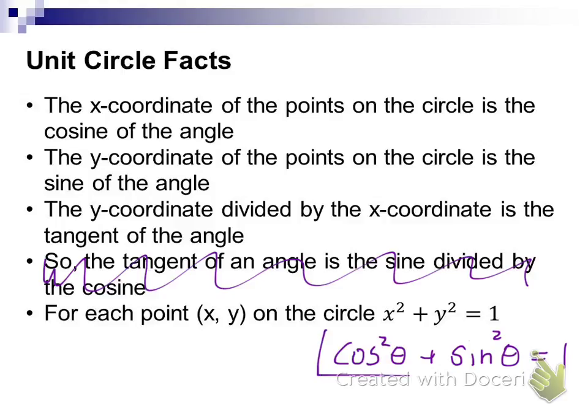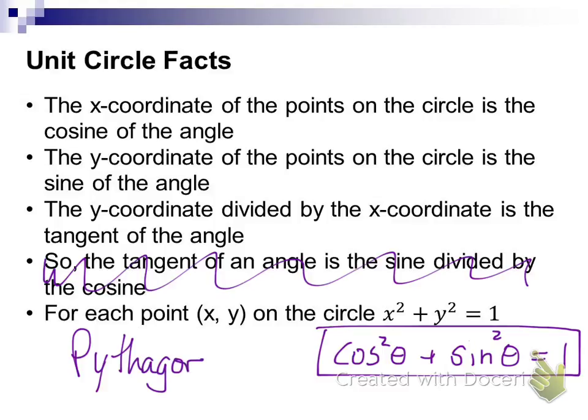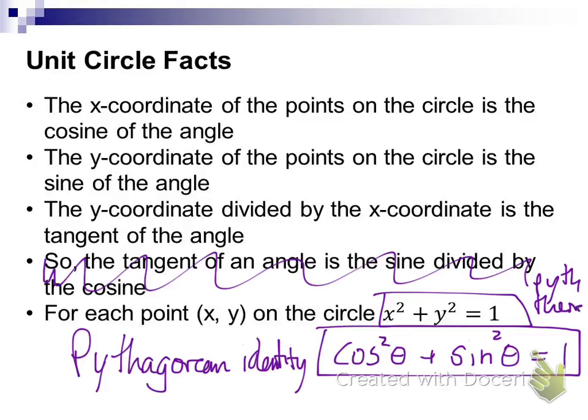This identity right here is huge. This is called the Pythagorean identity. And it comes from this. Remember, I showed you that this was just the Pythagorean theorem for the unit circle. X squared plus y squared equals 1. And that means that the Pythagorean identity is the cosine squared plus the sine squared equals 1.